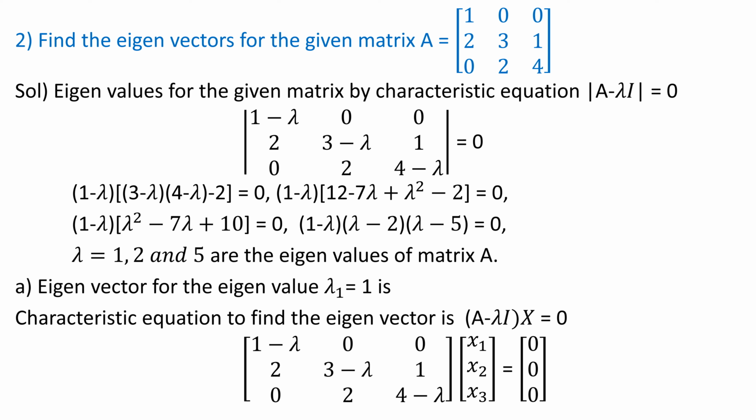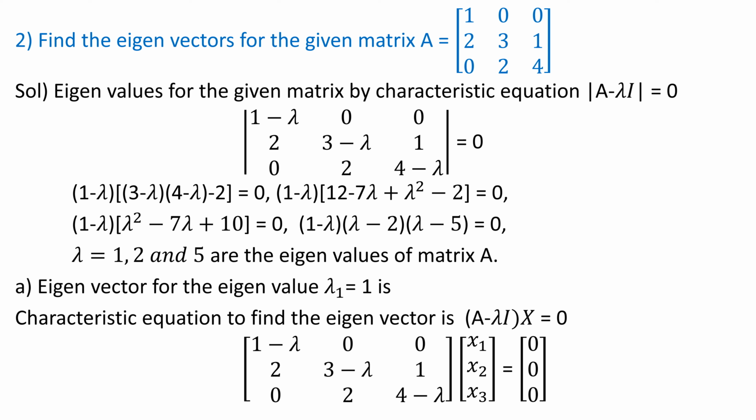Determinant of A minus lambda I is equal to 0, where A is the given matrix, lambda is the eigenvalue, and I is the unit matrix, that is [1 0 0; 0 1 0; 0 0 1]. So the determinant of A minus lambda I equals 0 will be |1-λ 0 0; 2 3-λ 1; 0 2 4-λ| = 0. From here it is (1-λ)[(3-λ)(4-λ) - 2] minus 0 into something plus 0 into something. Those will be zeros.